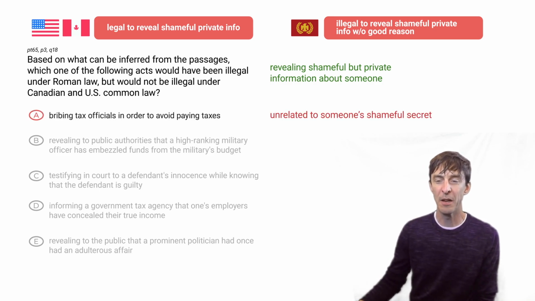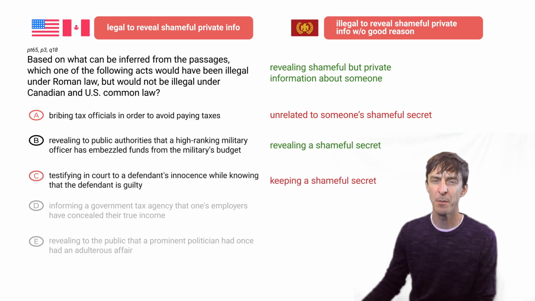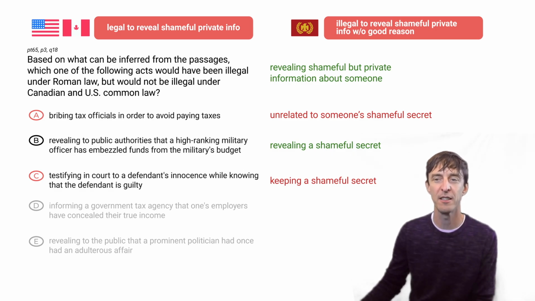Well, A is talking about bribing people. That has nothing to do with someone's shameful secret. This is talking about revealing a secret. Someone's been embezzling funds. This is about keeping a secret. You know, I know the defendant's guilty, but I'm going to keep it a secret and say that they're innocent.